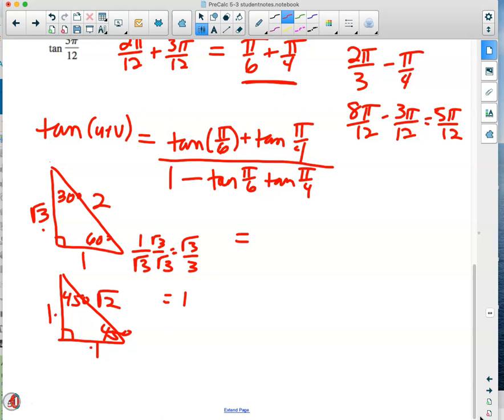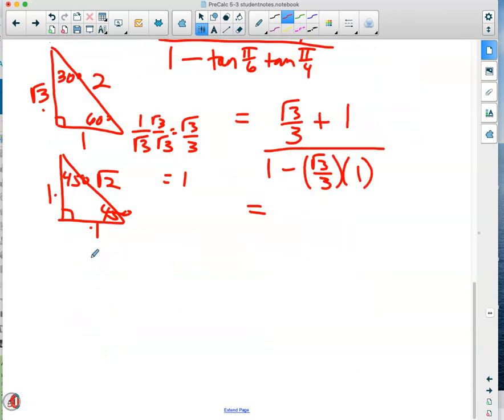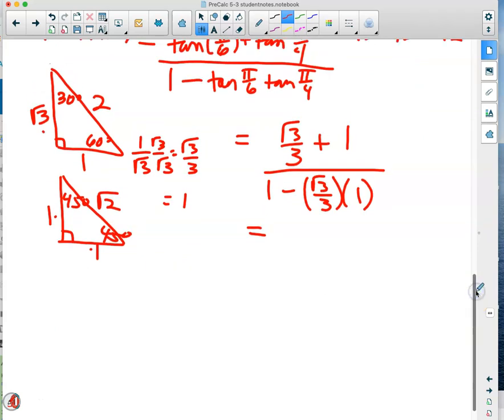Tangent of our 30 degrees was the square root of 3 over 3, plus tangent of pi over 4, which was 1, divided by 1 minus the square root of 3 over 3 times 1 over 1, or just 1 in this case. So now we would definitely want to figure out, well, what exactly is going on here? I mean, we've got fractions inside fractions.